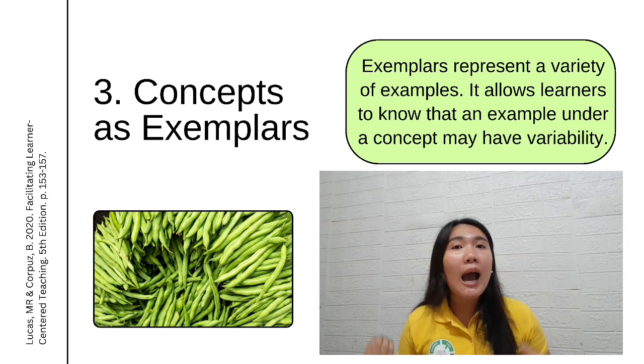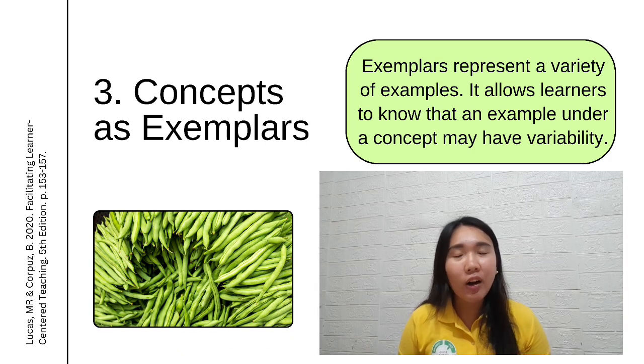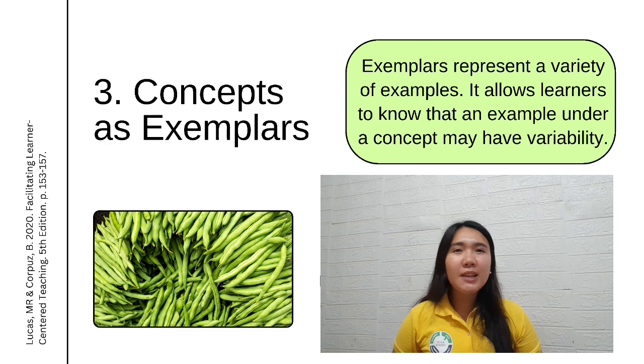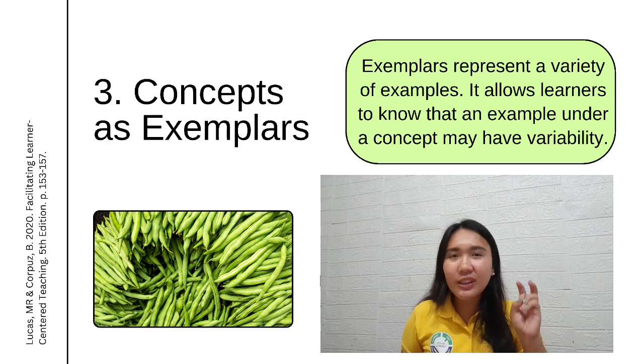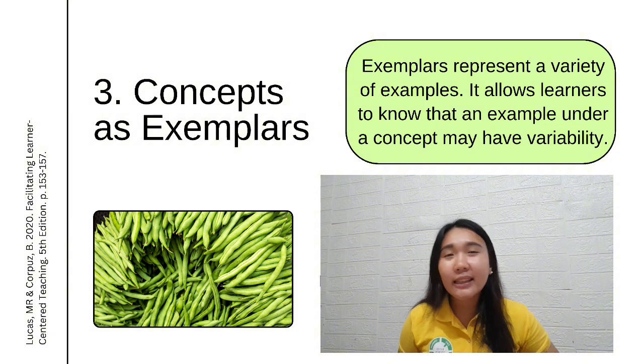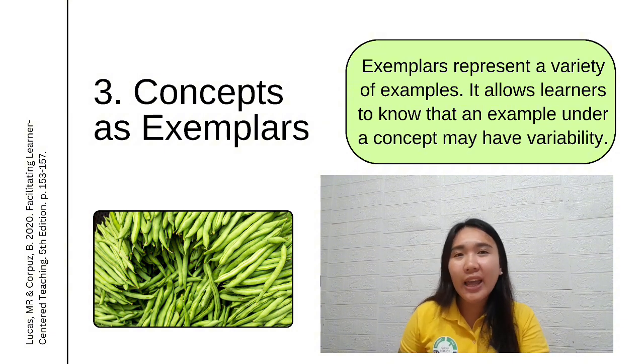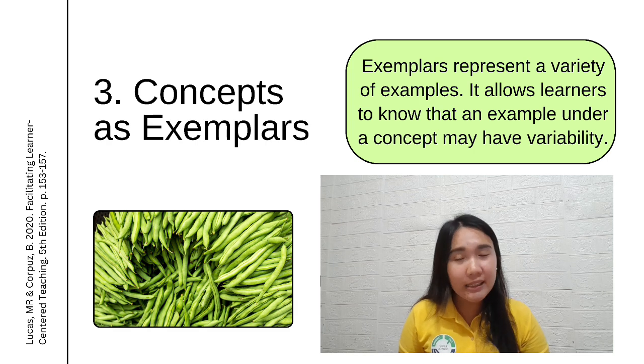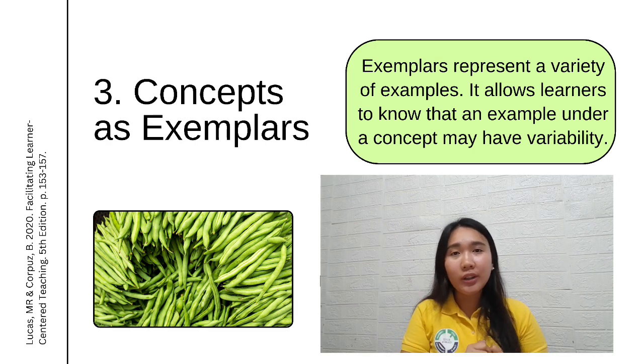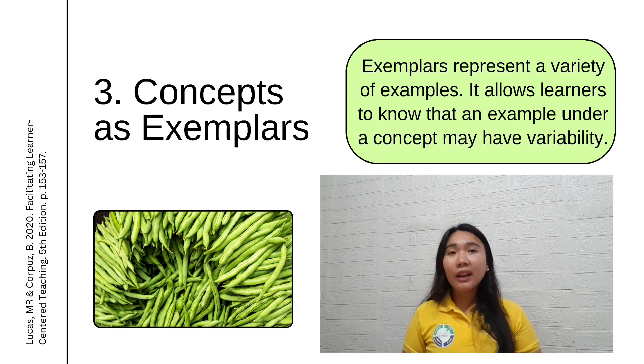So when we say bitsuelas, it is more like Baguio beans. So string beans could be the closest example for us. Concepts as exemplars is a powerful alternative to both feature lists and prototypes, and it also helps us understand how we handle the vast variability and complexity of the real world. So, exemplars.